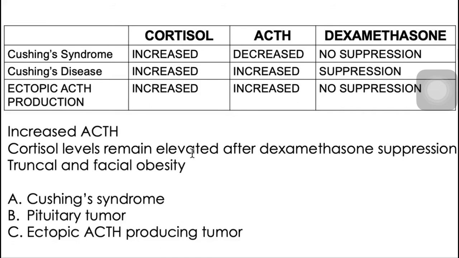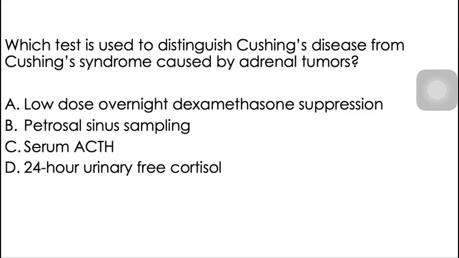So, for this case, we have letter C, ectopic ACTH producing tumor. Okay? So we have the ectopic ACTH producing tumor. Okay, next po tayo. Which test is used to distinguish Cushing's disease from Cushing's syndrome caused by adrenal tumors?